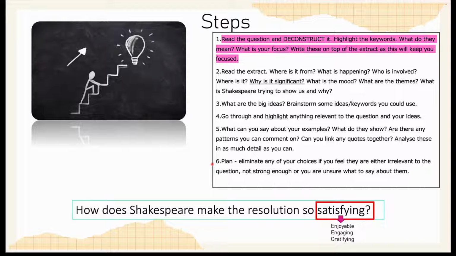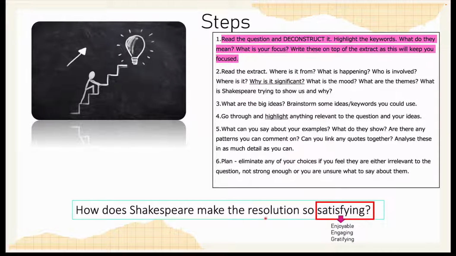You can see at the bottom that I've already kind of made a start on that. So we want to be thinking about, first of all, the resolution. That is our key word here. So it's all about the resolution, but also how does Shakespeare make it so satisfying? And you can think about synonyms for the word satisfying if you're worried about repeating yourself over and over again. It's always a good idea to just jot some little words down that you can use to replace the key word in the question.